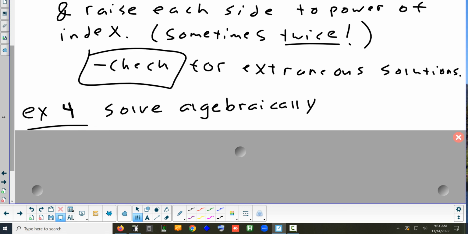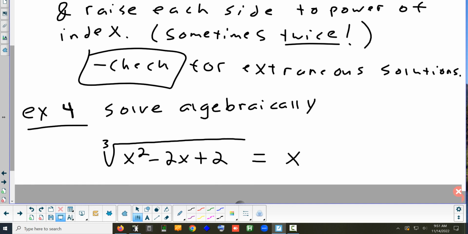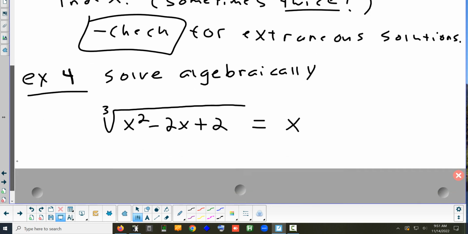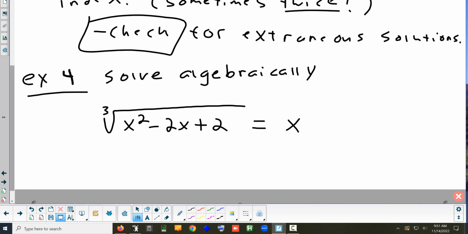Let's look at this one. In this problem, is the cube root by itself on the left? Yeah, there's nothing like plus 6 that I need to move to the other side. It's by itself. So, how do you get rid of a cube root? What power would you use? Yep. We're going to raise each side to the third power. That's going to give me x squared minus 2x plus 2 equals x cubed.